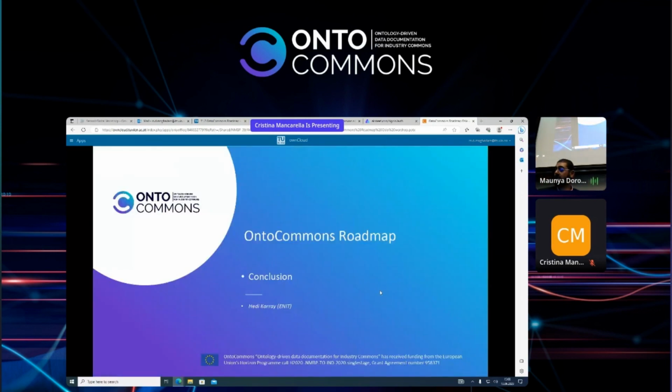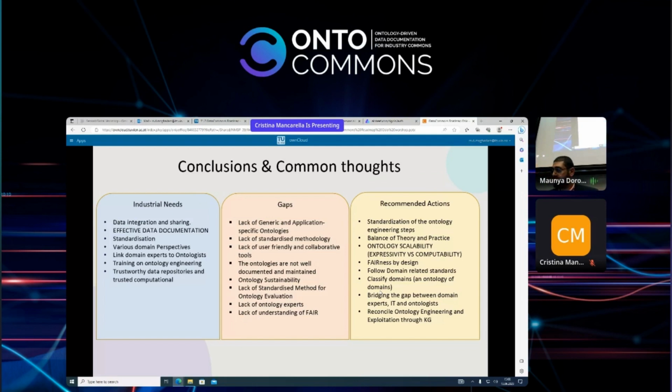Right. So yeah, let's conclude regarding all what we presented. I tried to do this exercise of finding, let's say, common thoughts regarding the industrial needs, the gaps, and the recommended actions. So I tried to summarize from an industrial perspective. The needs are more on the data integration and sharing, and for that they need effective data documentation and standardization. There are different domain perspectives, so we need to train people on ontology engineering to have, let's say, trustworthy data repositories and trusted computational.